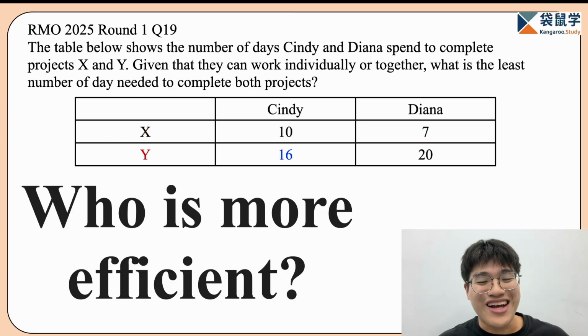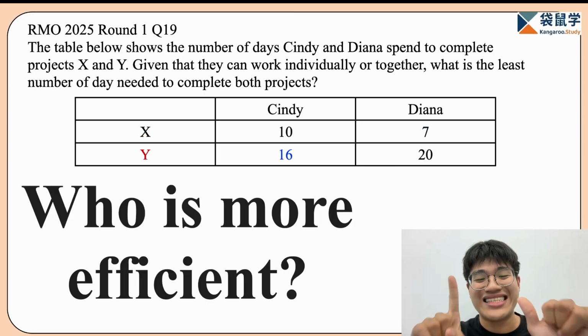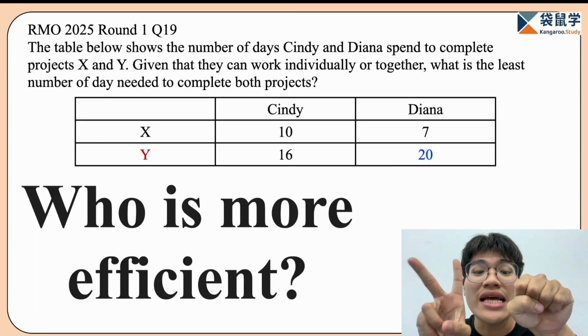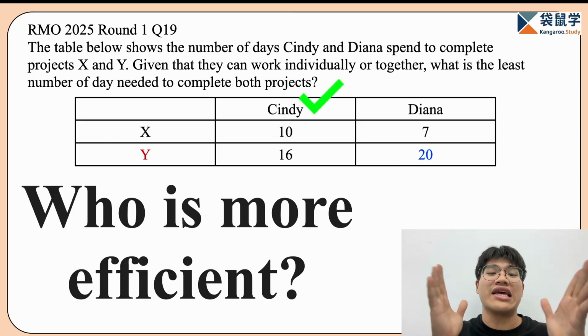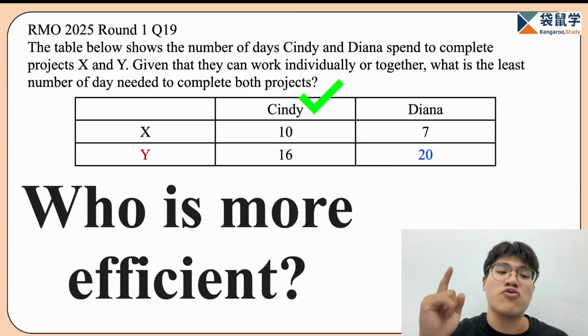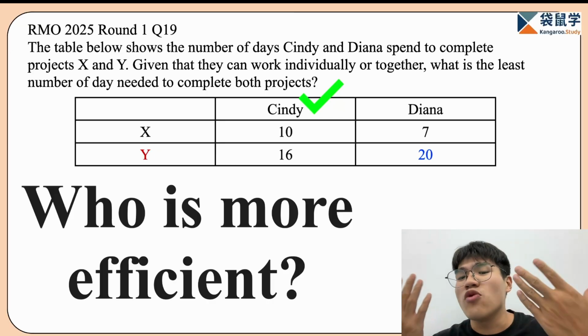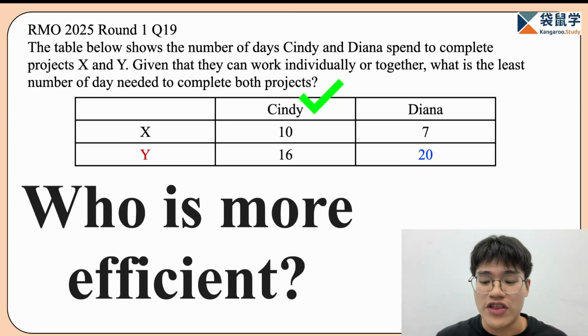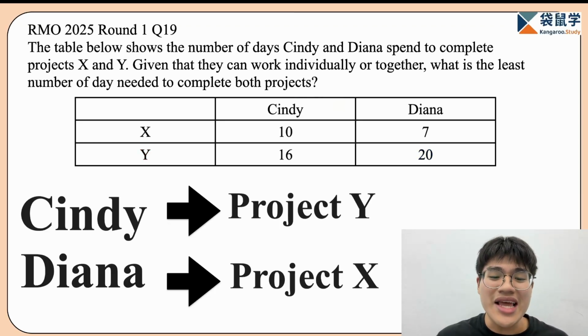Now let's look at Project Y. Cindy had to spend 16 days. However, Diana had to spend 20 days. Now we know that Cindy is more efficient in Project Y. Now we know who is more efficient and faster in each project. We put the faster person in charge of the project. We know that Cindy will be in charge of Project Y and Diana will be in charge of Project X.